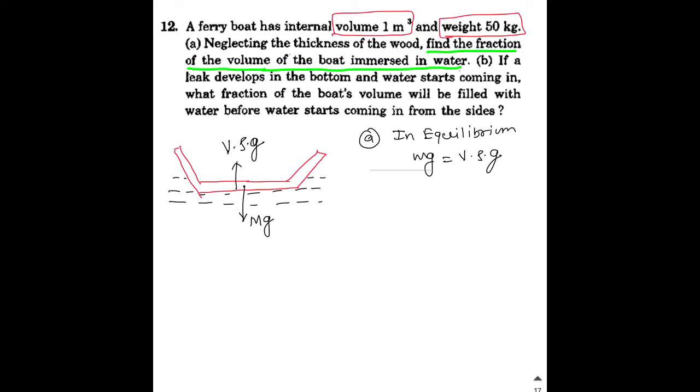The g's get cancelled out, so we get m equals v into density. Now what is the mass of that object? It is 50, the weight is given as 50 kg already, and the volume that is submerged, into the density of the water, which we already know is 1000. So volume submerged is coming as 50 times 10 raised to the power minus 3, so that's going to be 5 into 10 to the power minus 2 meter cube. That is the volume submerged.